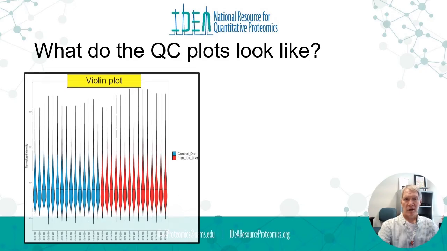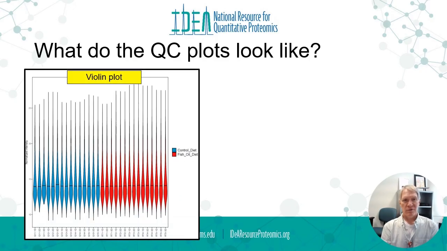Well, what do those QC plots look like? So one of the plots we have is called a violin plot. And so this shows for the samples that we have here, the blue are the control diets and the red are the fish oil diets. It's like looking down on the data from the top down. You would expect your data to be Gaussian in nature. Most of the data is going to be centered in the middle, and you're going to have a little bit of data at the low end and a little bit of data at the high end.